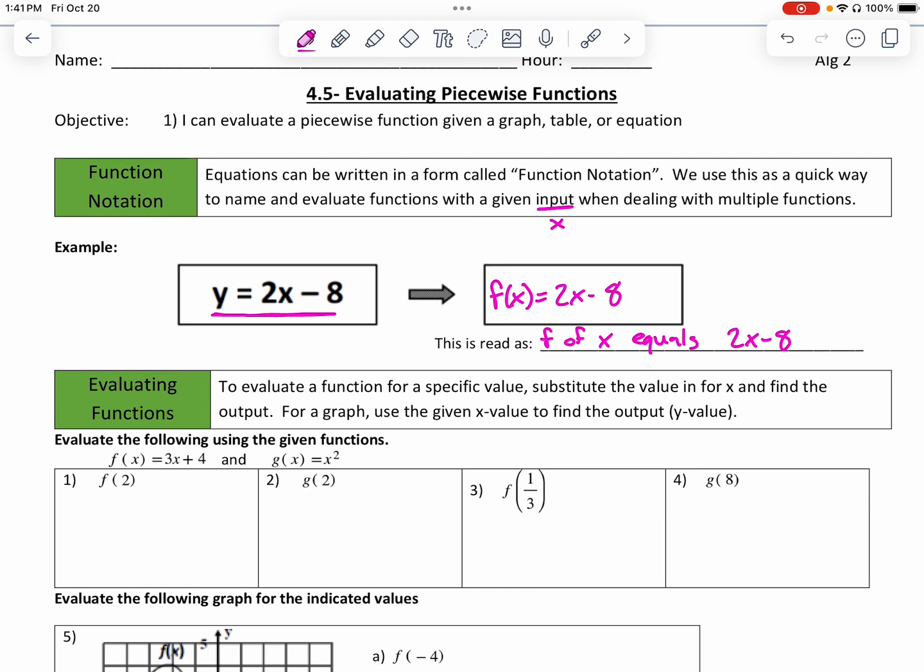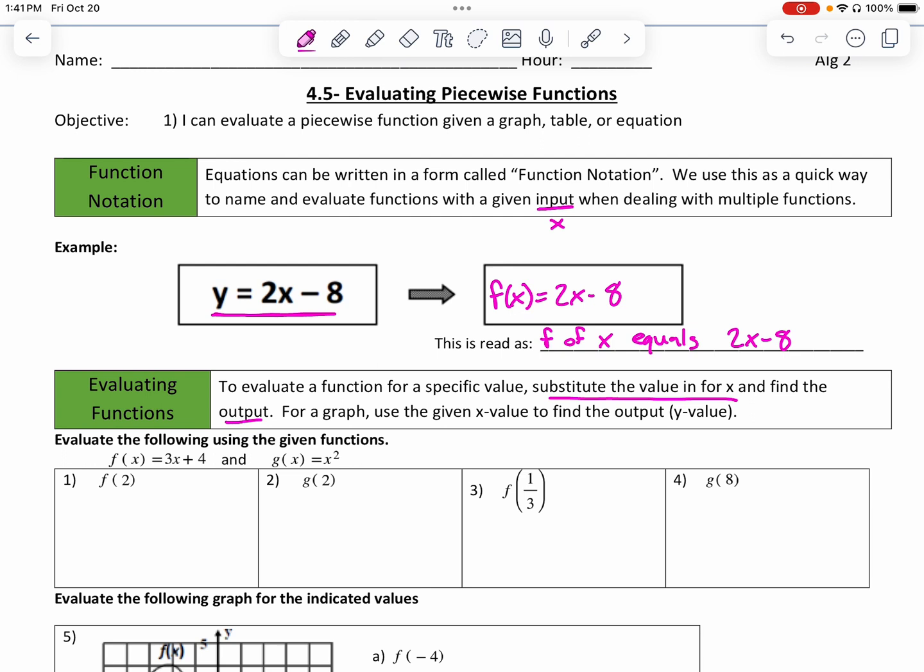Here it says evaluating functions. To evaluate a function for a specific value, substitute the value in for x. We're plugging the value in for x and finding the output. The output will be our solution for a graph, using the given x value to find the output value, the y. This first section says evaluate the following using the given functions, and they give us an f of x and a g of x. Frequently they'll use different letters to distinguish between different functions.